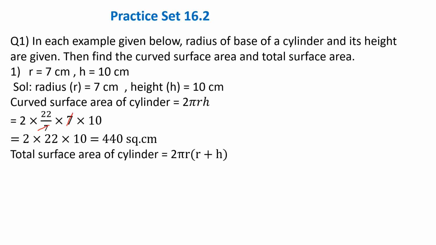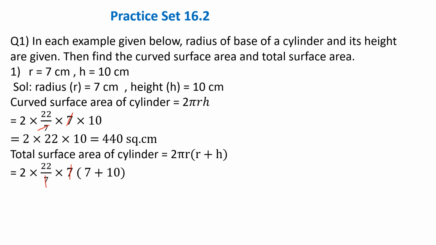Total surface area of cylinder equal to 2 pi r into bracket r plus h. So, let's substitute the values. So, that is equal to 2 into 22 upon 7 for pi, into r, 7, into bracket r plus h, so 7 plus 10. Okay, student. Now, again we'll cancel here 7 and 7.